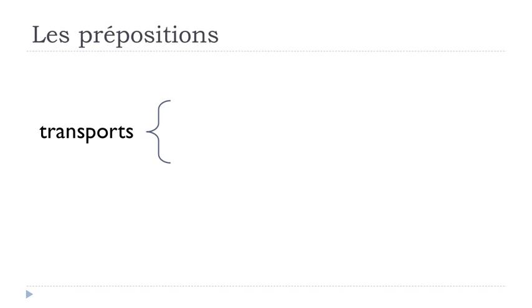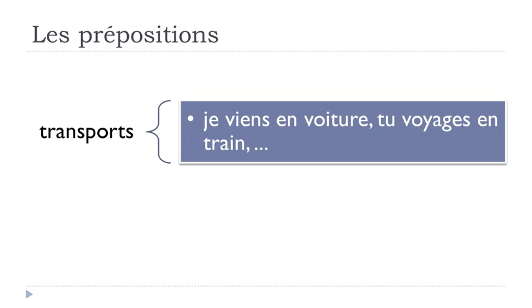Another use of this preposition en is to express the means of transport. If you want to say I'm coming with my car, by car, in French we will use this preposition en. Je viens, venir is to come, je viens, I come, by car, en voiture. Tu voyages en train.